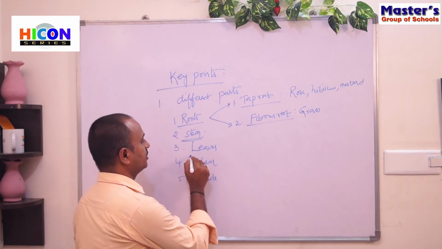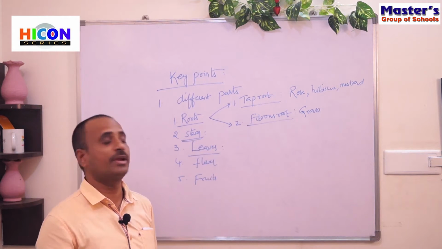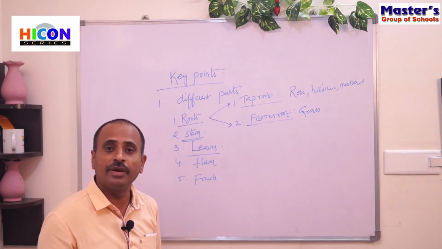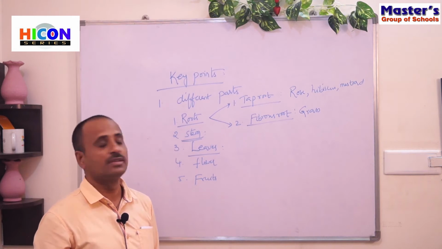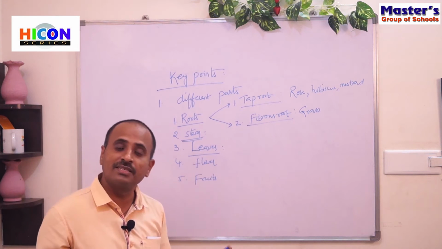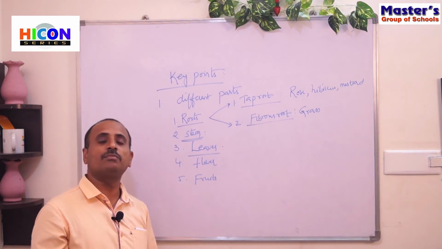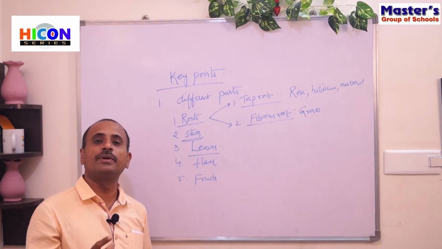And another one is leaves. The leaf is the most important part in the plant because they will prepare food for the plant. How do they prepare food? By the process of photosynthesis. So what is photosynthesis? These leaves will mix the water and minerals and carbon dioxide present in the atmosphere, and in the presence of sunlight the leaves will prepare food.